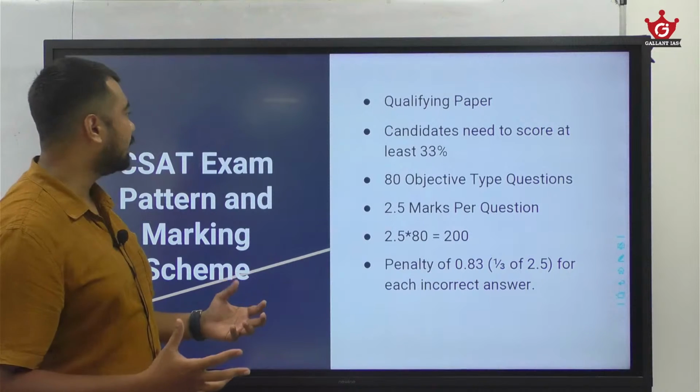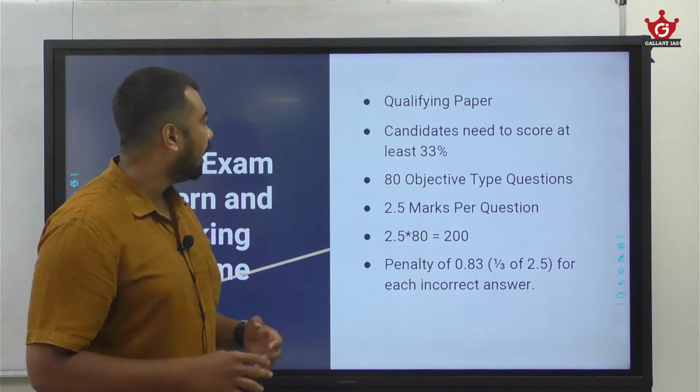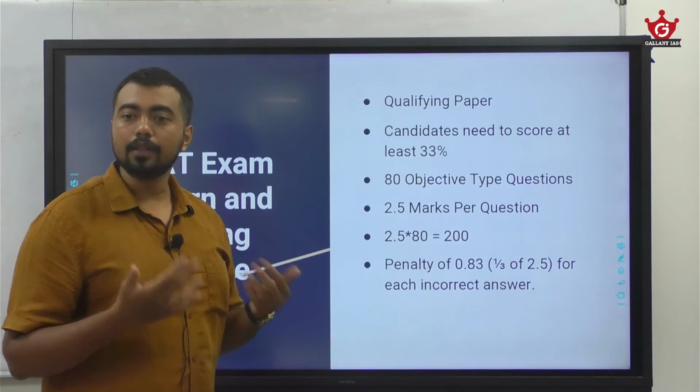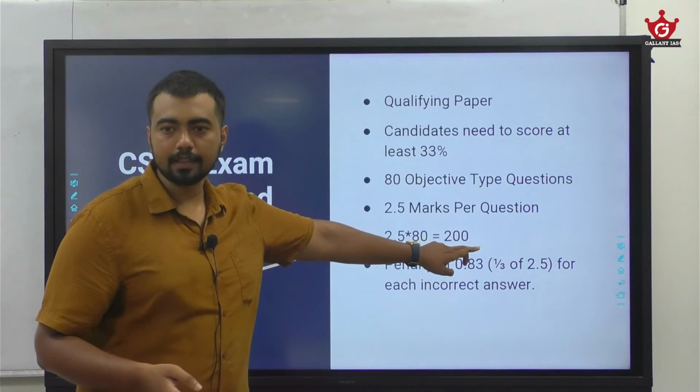As you know, CSAT is a qualifying paper, as we have discussed in the last class itself, and candidates only need to score 33% of the marks. That is 66.66 marks.